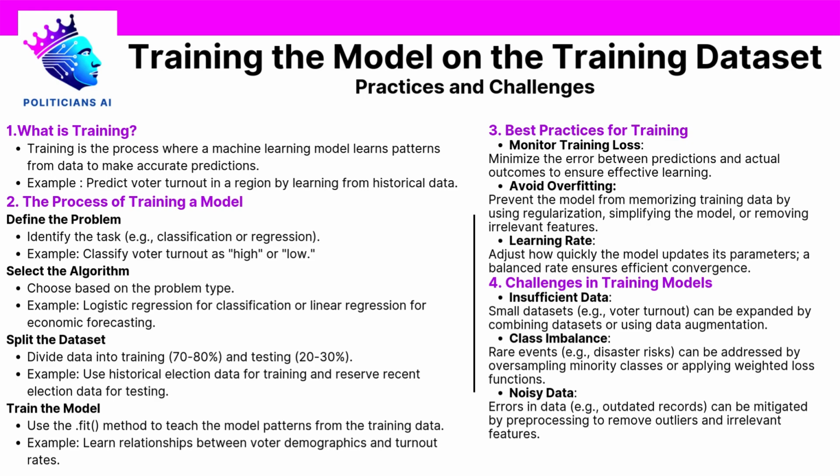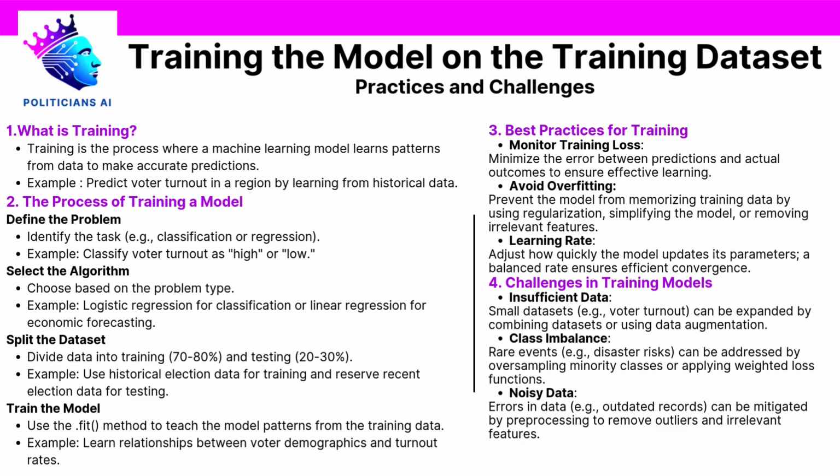The training process itself begins by feeding the training dataset into the selected algorithm. Using tools like scikit-learn or TensorFlow, we use methods such as .fit to train the model. During training, the algorithm adjusts its internal parameters based on the patterns it observes in the training data. For instance, in the voter turnout example, the model might learn that regions with younger populations and more polling stations tend to have higher turnout. Similarly, in the economic impact prediction problem, the model might learn that infrastructure investments in transportation have a stronger effect on regional GDP than investments in other areas.